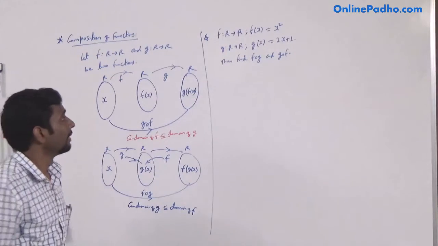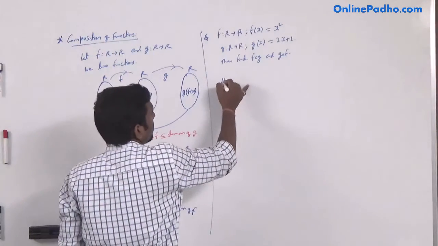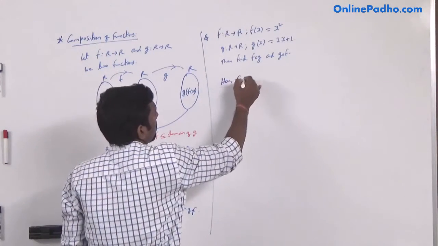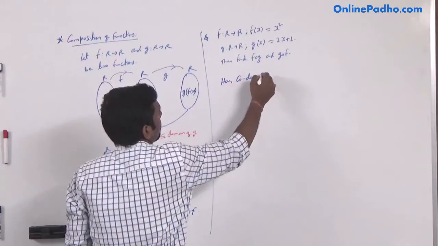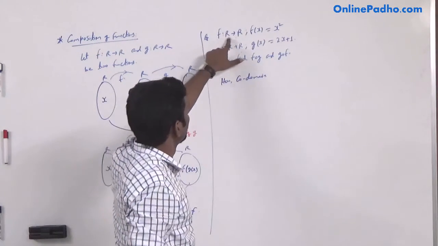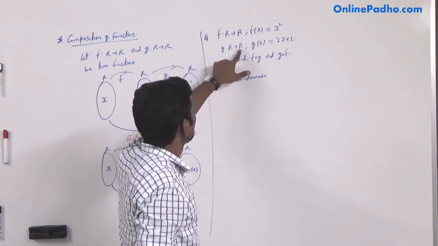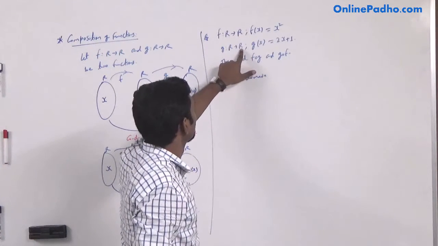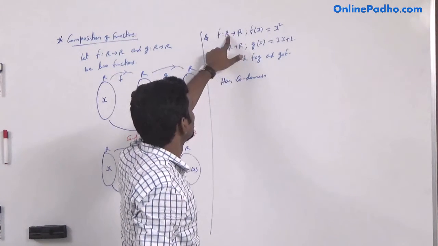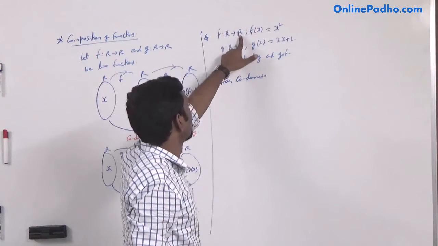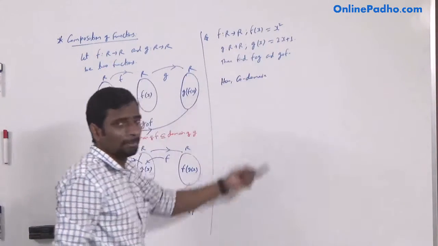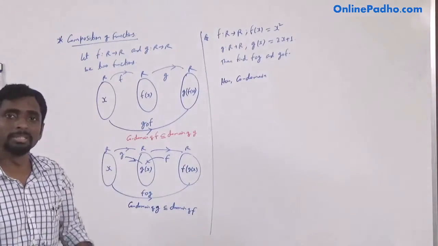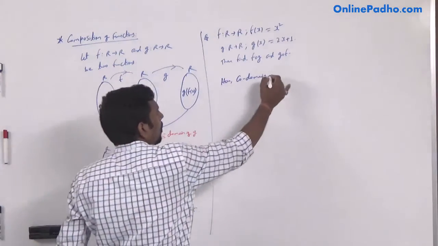Very important. So in this case, both functions are from real numbers to real numbers. So the codomain of g is equal to the domain of f, and the codomain of f is equal to the domain of g. Very simple. Both are equal. So f∘g and g∘f both exist. Here the codomain of f.